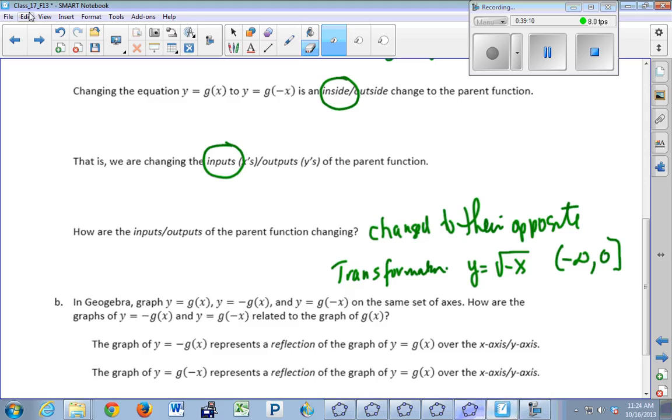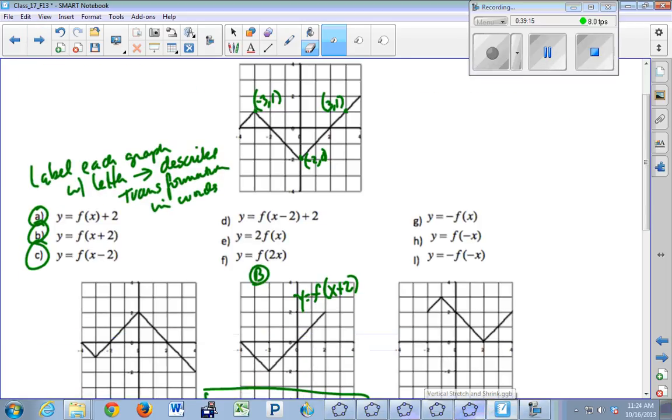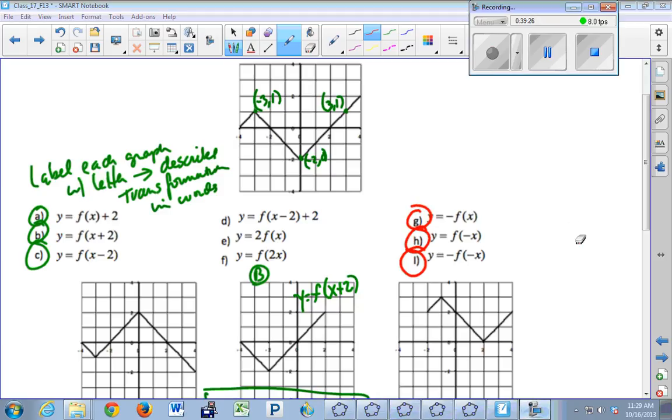Now I'd like you to go to your activity and do G, H, and I. Label it and describe it. Again, you want to label some key points on your graph. You can pick whatever points those are. Since you're changing the y values here on G to their opposite, you want to pick some y values that you can actually change to their opposite. Oops, I got this point labeled incorrectly. This is (0, -2).